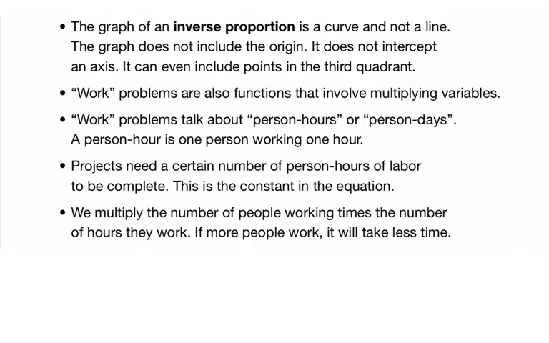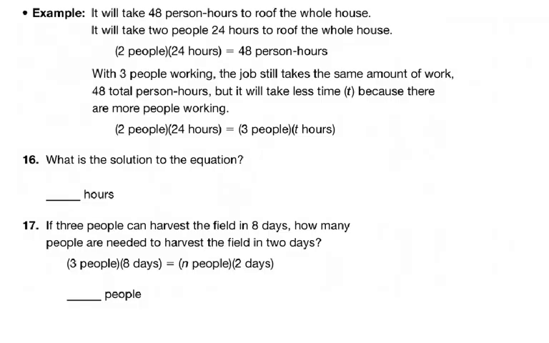Work problems are also functions that involve multiplying variables. Work problems talk about person hours or person days. A person hour is one person working 1 hour. Projects need a certain number of person hours of labor to be complete. This is the constant in the equation. We multiply the number of people working times the number of hours they work. If more people work, it will take less time.